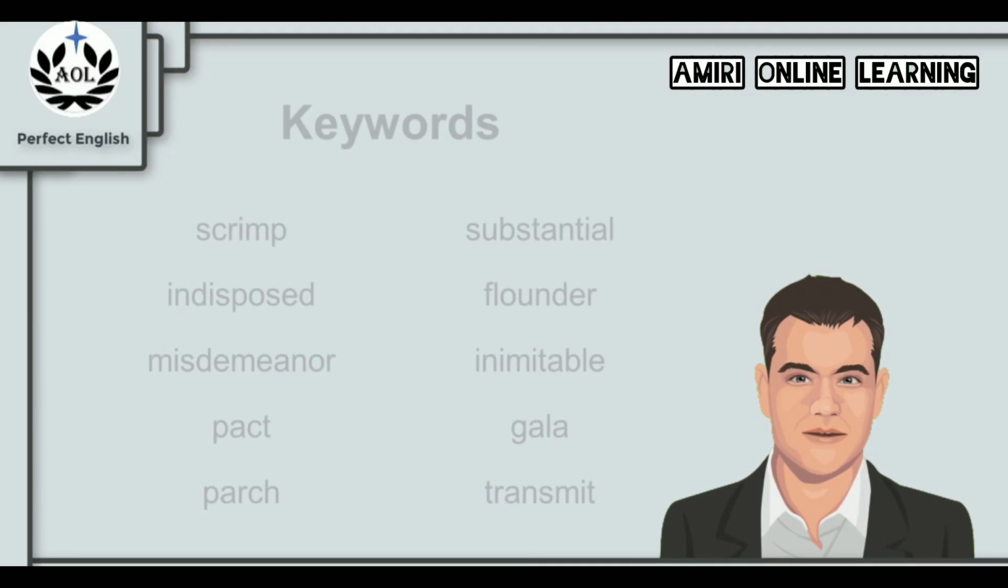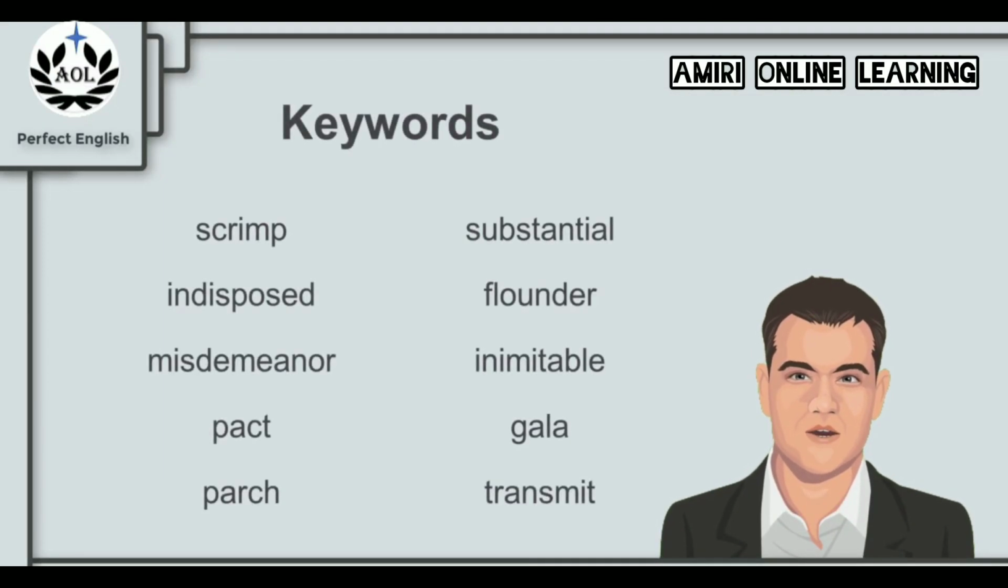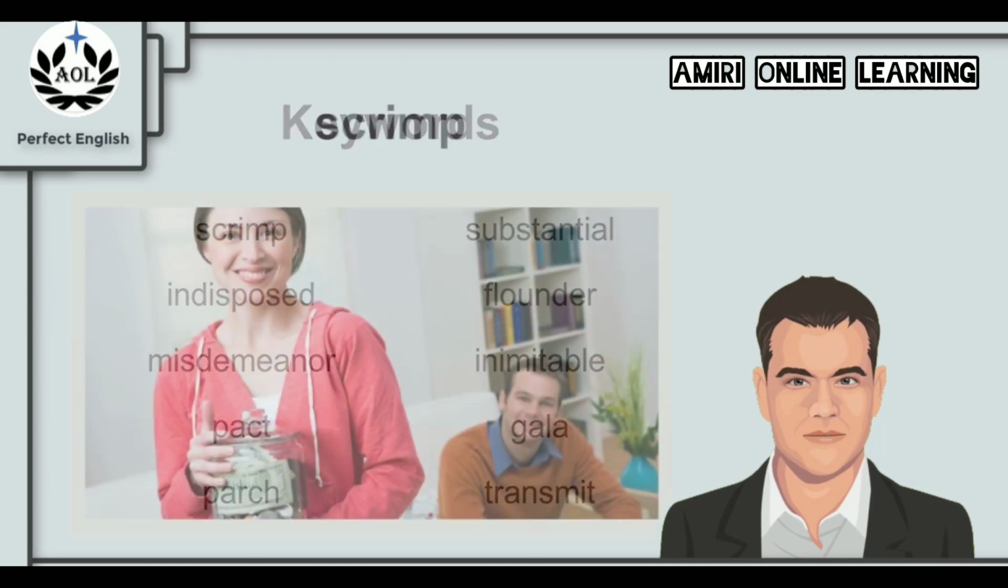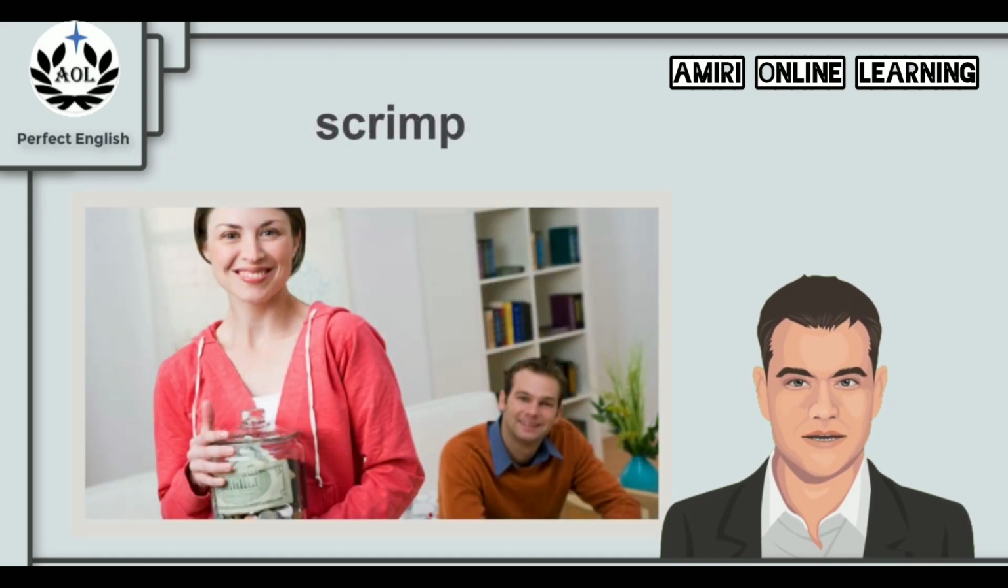In this chapter, we're going to focus on the following 10 key words: scrimp, indisposed, misdemeanor, pact, parch, substantial, flounder, inimitable, gala, and transmit. Let's start with the first key word, scrimp.